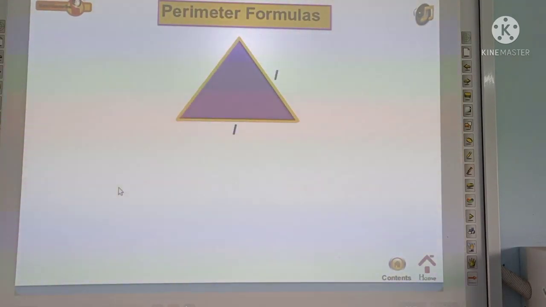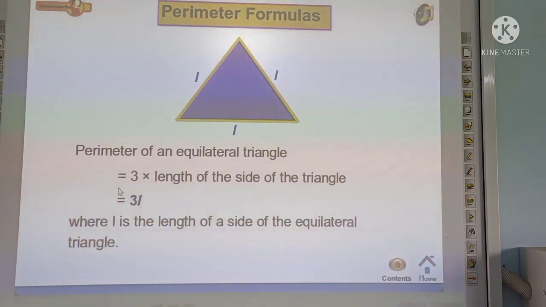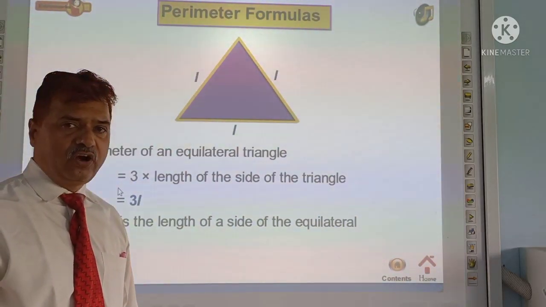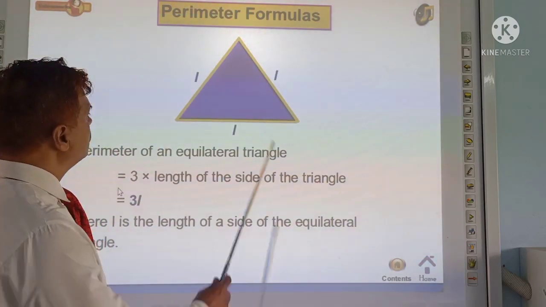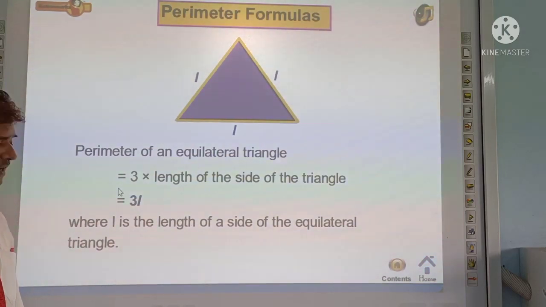We will now use the algebraic expressions in perimeter formulae. Perimeter of an equilateral triangle is equal to 3 multiplied by the length of the side of the triangle, or 3L, where L is the length of a side of the equilateral triangle. So the formula to find the perimeter of an equilateral triangle whose side is L is perimeter = 3L.